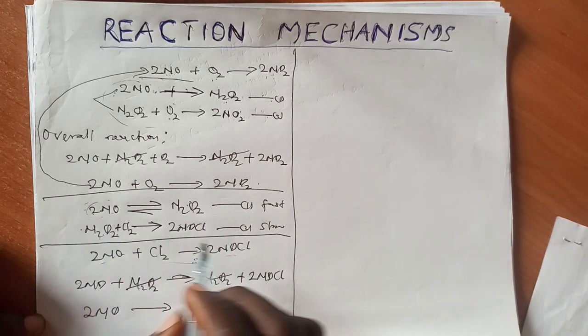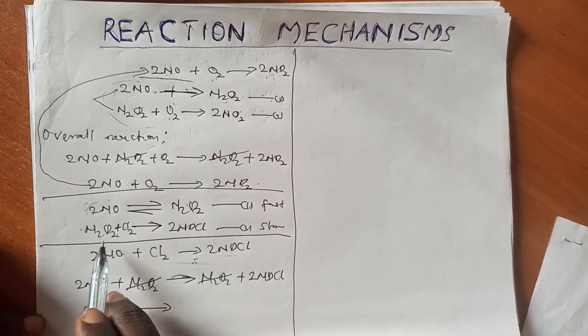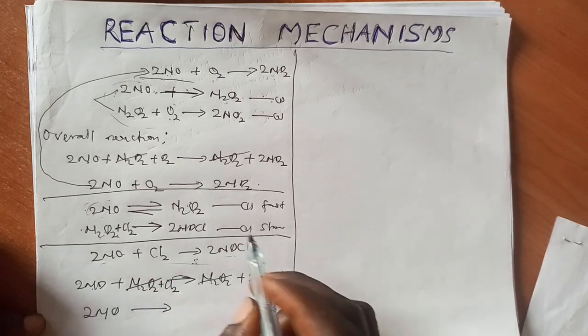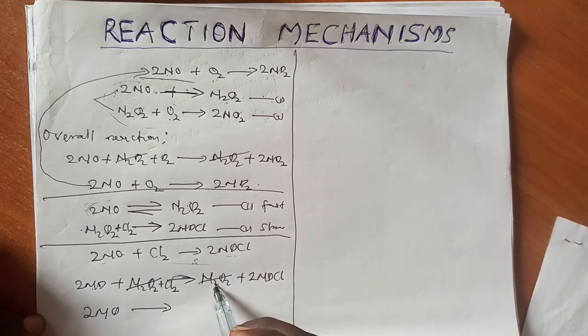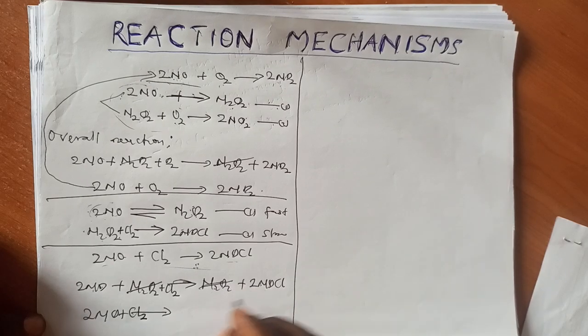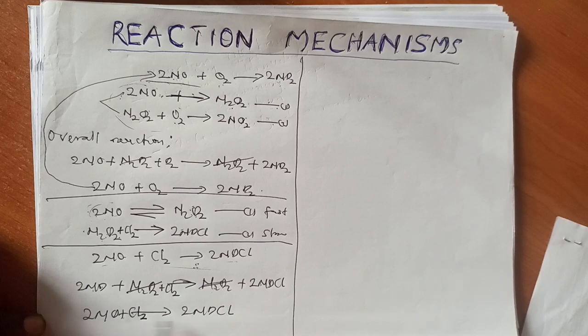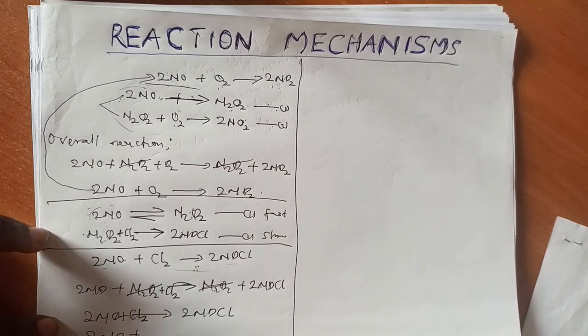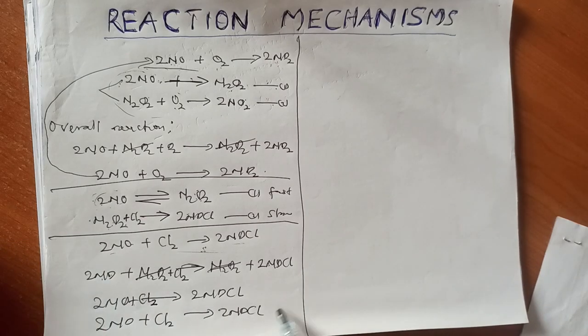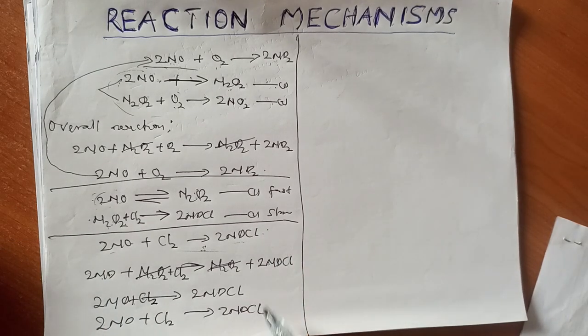So when you have your overall reaction, as you add this, you have this plus Cl2, and you have this. By the time you cancel identical species, you are left with 2NO plus Cl2 to give you 2NOCl. Are you seeing now? Let me write it well: 2NO plus Cl2 to give you 2NOCl. You see now, it still gave you back your overall reaction. Look at your overall reaction. It gave you back the same thing.